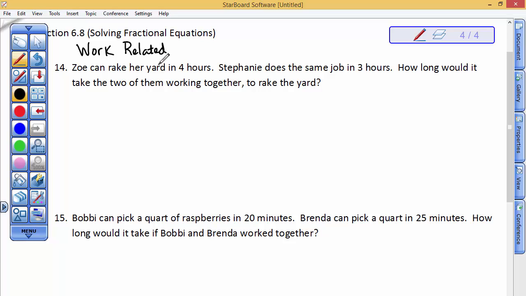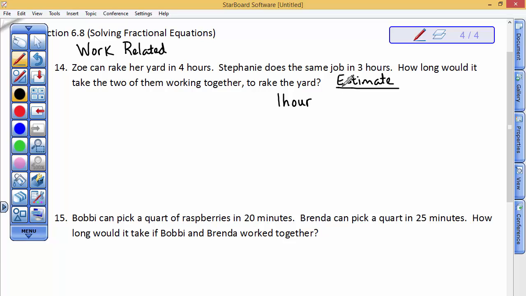So Zoe can rake her yard in 4 hours. Stephanie can do the same job, same project, in 3 hours. How long would it take the two of them working together to rake the yard? Before we do this problem, I want to give you a feel for an estimate as to how long it would take. So let's say that they work for 1 hour together.